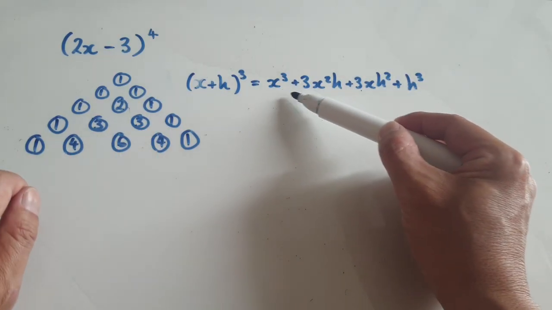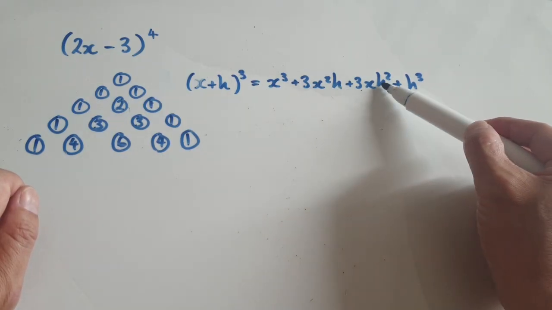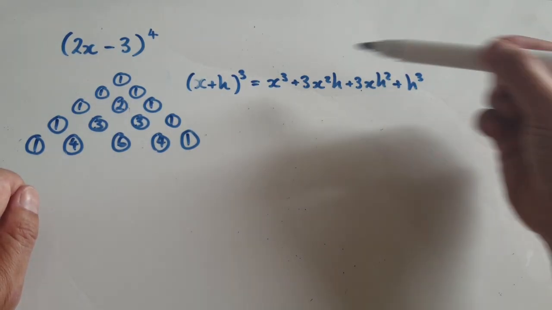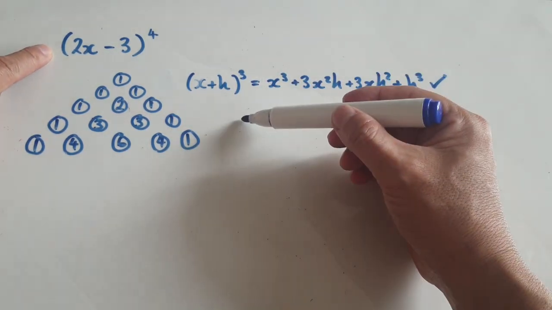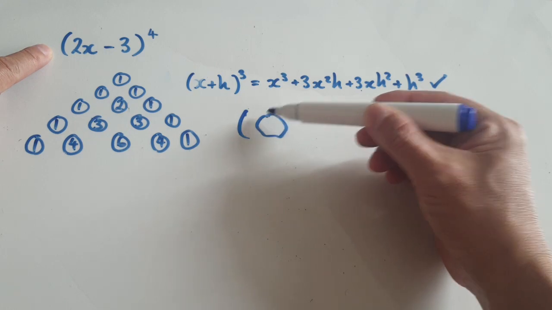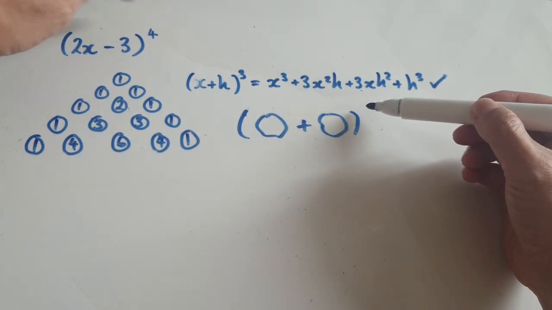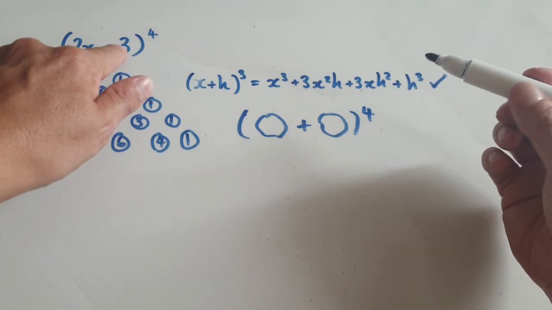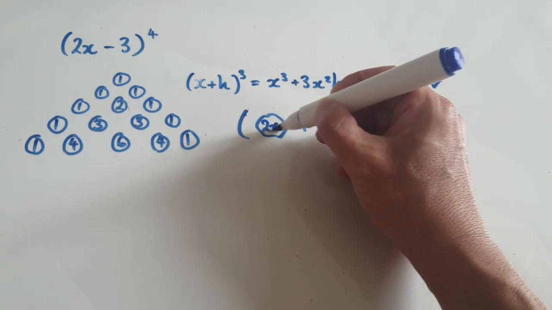And then the x goes down by 1, the x goes down by 1, the h goes up by 1, the h goes up by 1. And I'm expecting you to know this already. So to do this, visualize it as one bubble plus another bubble to the power of 4. And then push the negative into this bubble here. So it will look like this, 2x.